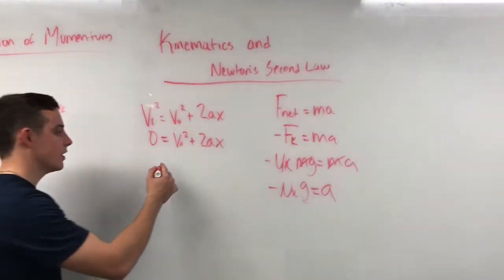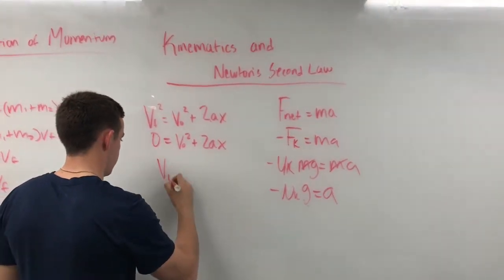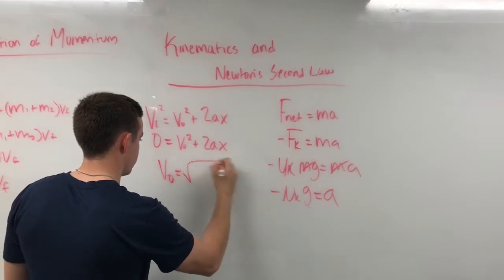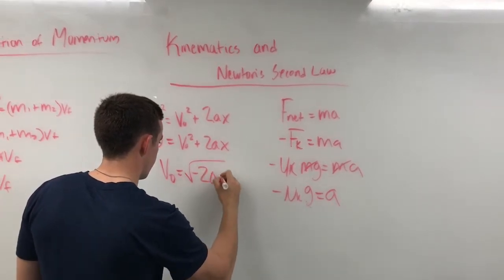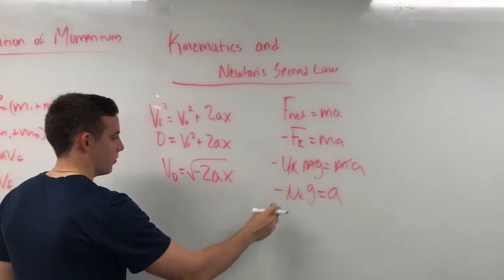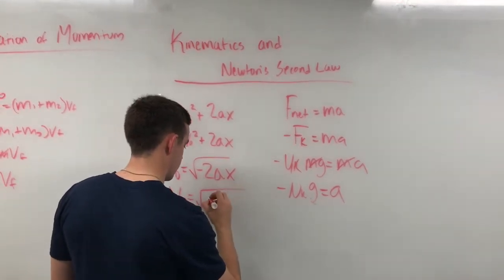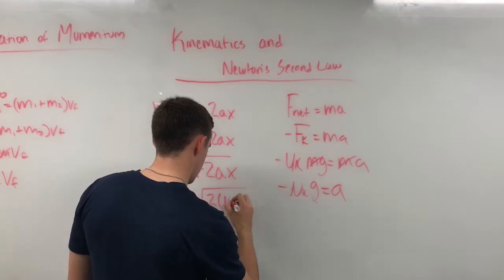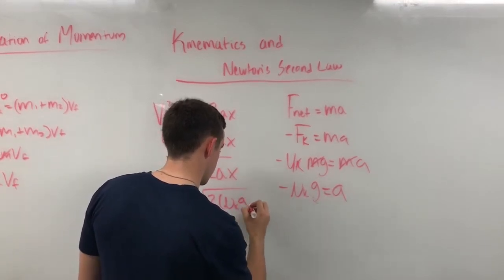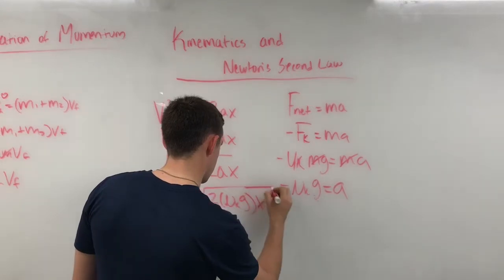So now we need to solve for v naught. So v naught is equal to the square root of 2ax. We plug in our a, so the equation now becomes the square root of 2 times u sub k times g times x.